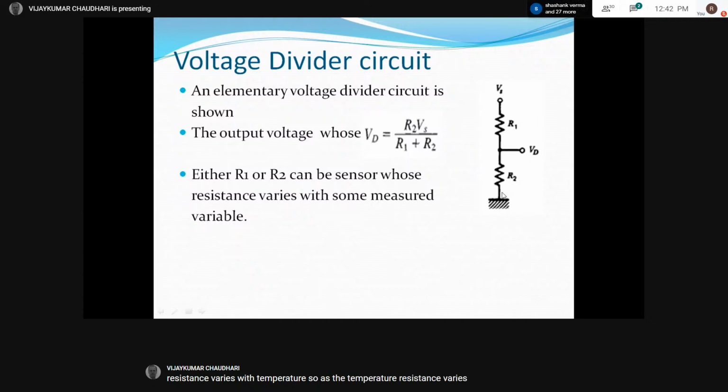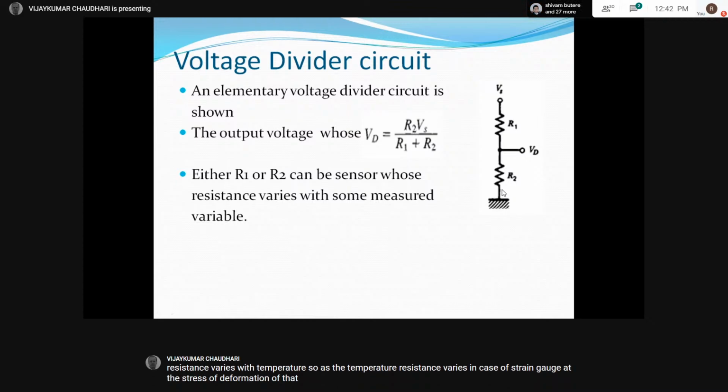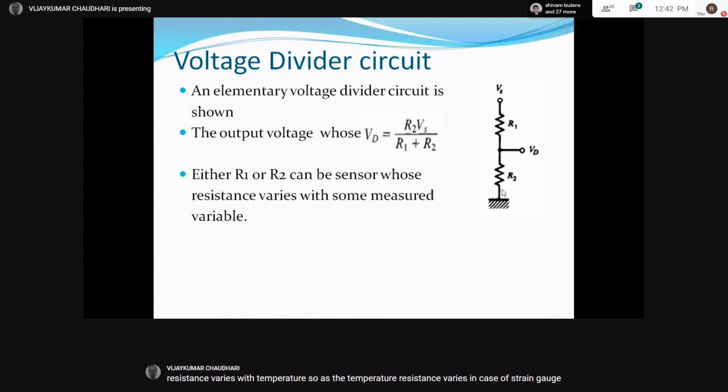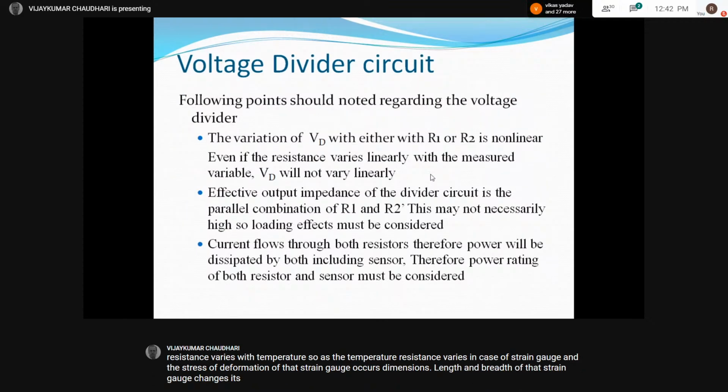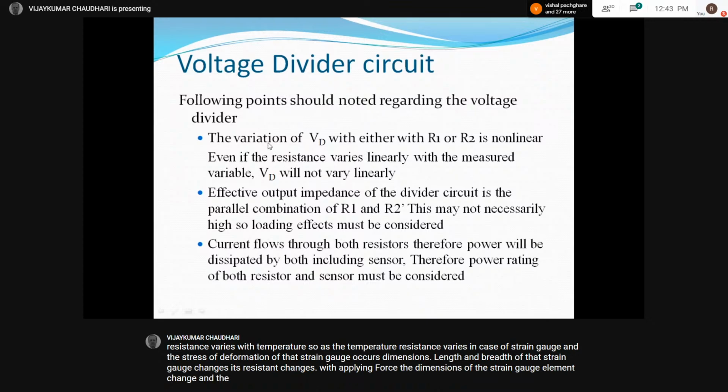So this is the voltage divider circuit. Why is this important? Because one of the arms of this voltage divider is the sensor element. When using a voltage divider, these points must be kept in mind. Which are those? Variation of VD, the output voltage, with either R1 or R2 is non-linear.